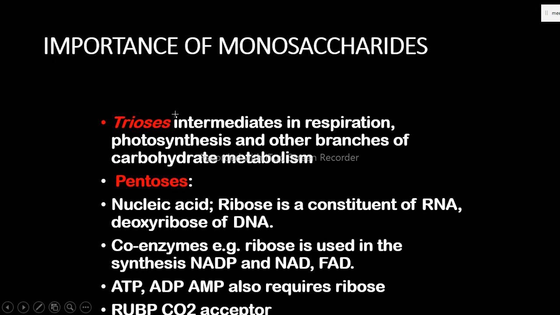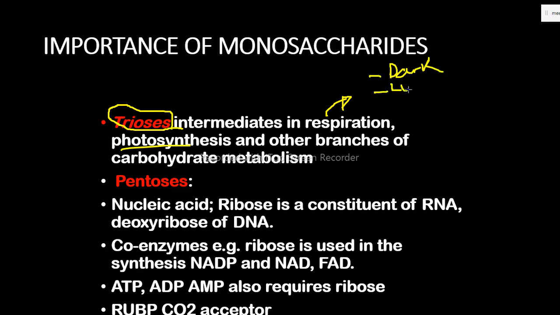One, triose sugars are intermediate products in respiration and photosynthesis, and other branches of carbohydrate metabolism. Like I talked about respiration, even photosynthesis is the same thing. We have the dark stage and the light dependent stage. That's photosynthesis, divided into 2 stages.